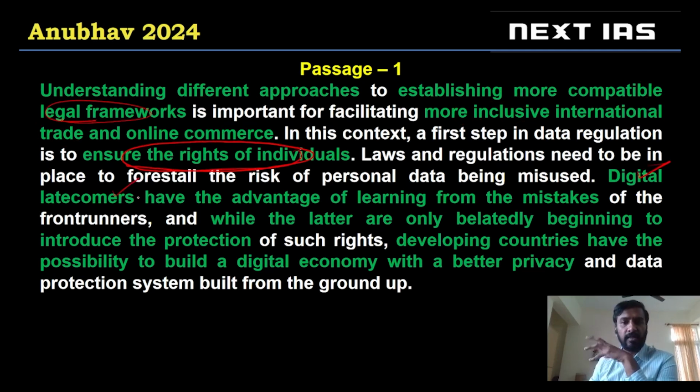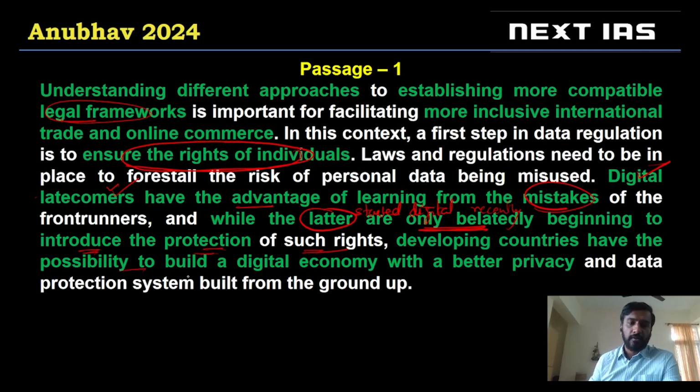Digital latecomers, countries who have come late to the digital age, have the advantage of learning from mistakes. From whoever came first, we have to learn from their mistakes. So we'll learn from the mistakes of those who came prior. While the latter are only belatedly beginning to introduce protection of such rights. So latter, meaning digital latecomers, is discussed here. So latter would be the people who started the digital revolution, who are only belatedly, only recently, beginning to introduce protection of such rights.